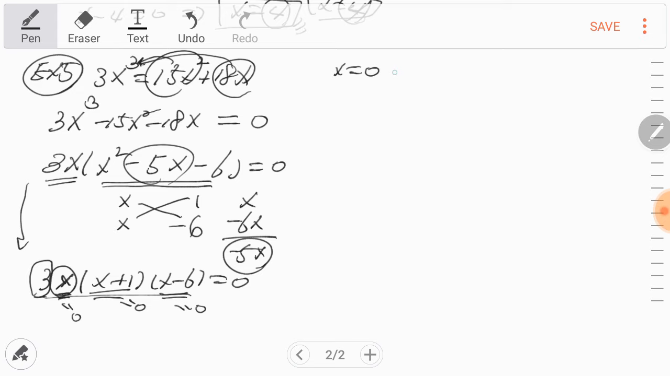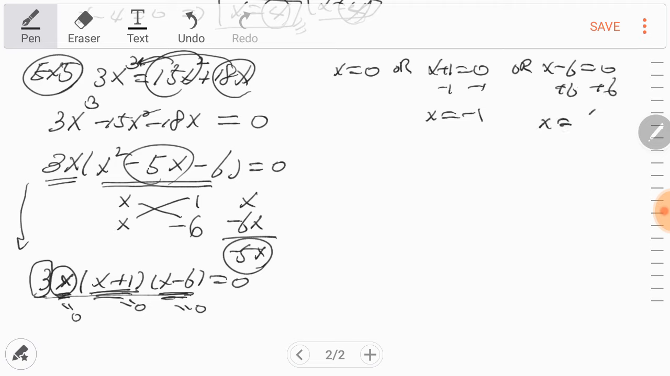And then or the second factor, x plus 1 is 0. So set x plus 1 equal to 0. Or this factor, x minus 6, so set x minus 6 equal to 0. So from the second equation, minus 1 each side, so x is negative 1. Plus 6 each side, then x equals 6.